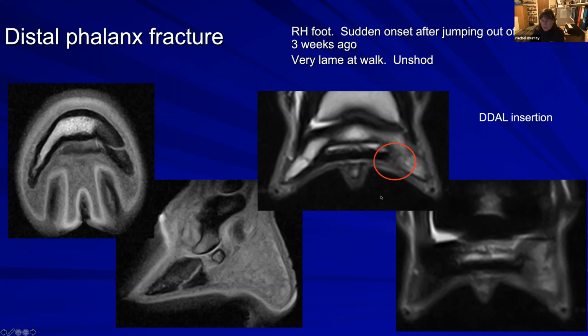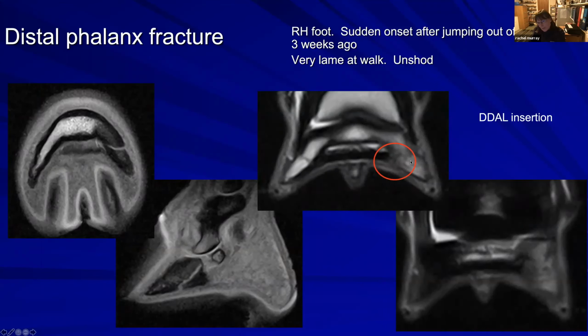So I think knowing whether or not we have an injury to this, and following the progress, is particularly useful. So this horse had a sudden onset lameness on its right hind limb after it escaped from its field, jumping out of its field. It was very lame at walk. When I saw it, it was unshod. And you can see we've got a distal phalanx fracture here.